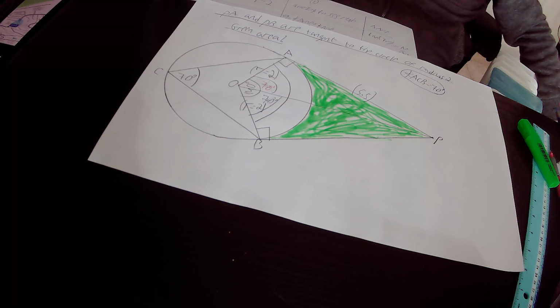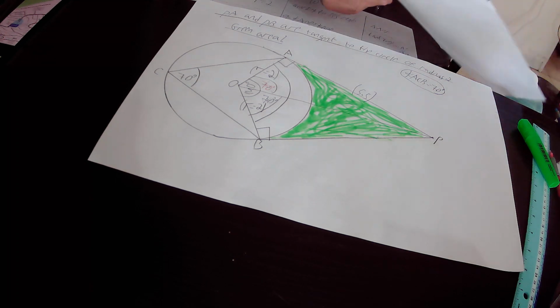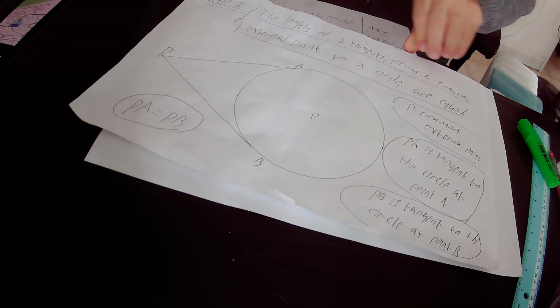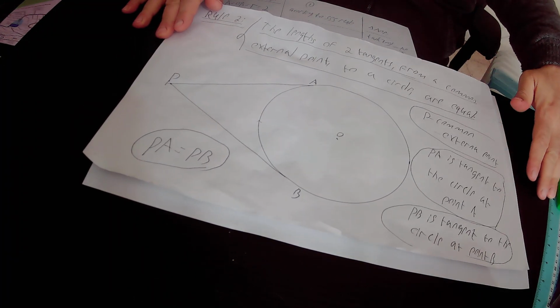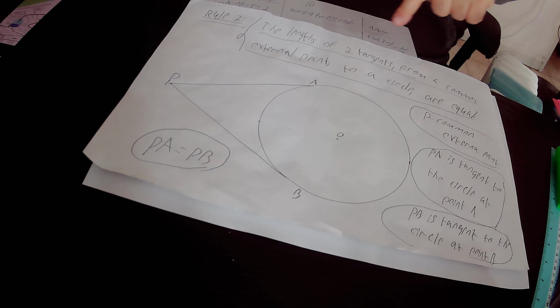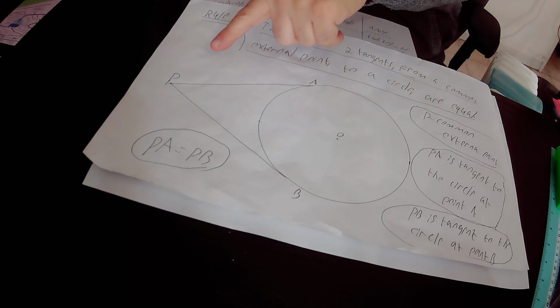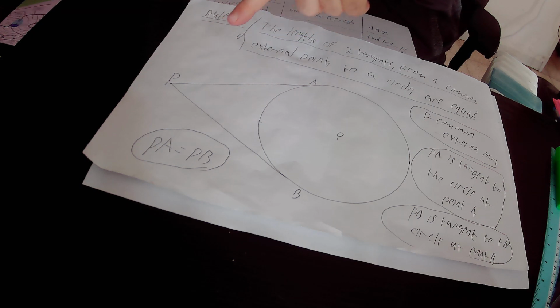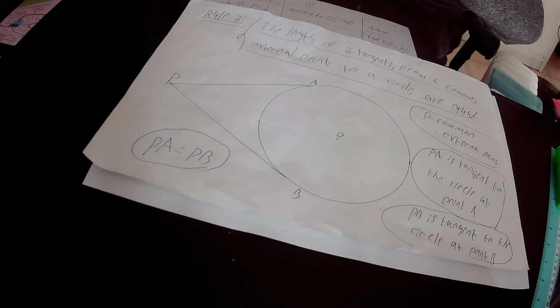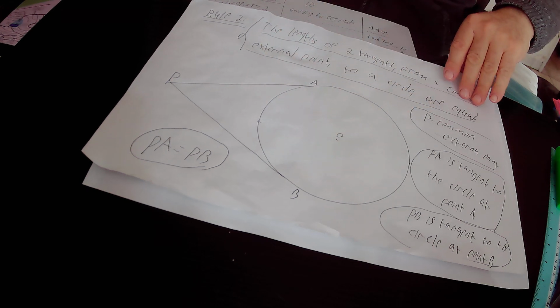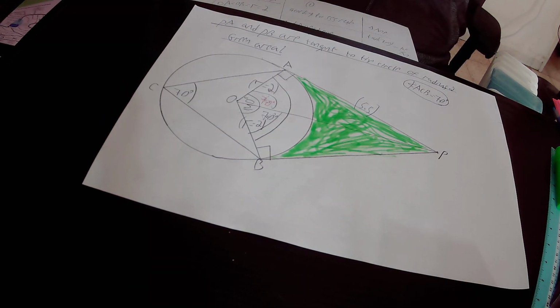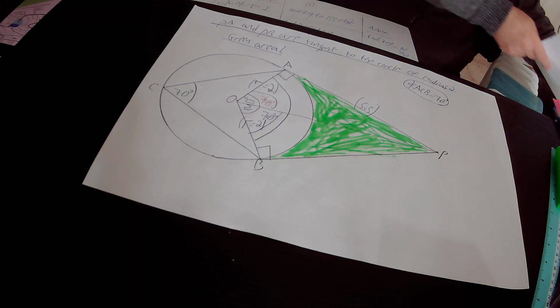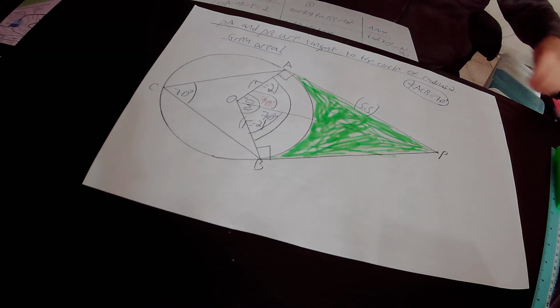So I repeat quickly on rule 2. According to rule 2, the lengths of two tangents from a common external point to a circle are equal. In the drawing we have a circle and we have also the common external point P. From the common external point P we have two tangents to the circle, tangent PA and tangent PB. And according to this rule 2, they are equal to each other. That is to say, PA equals PB. We actually implemented rule 2 in our drawing.